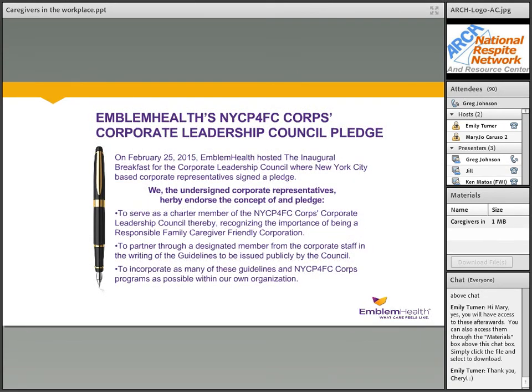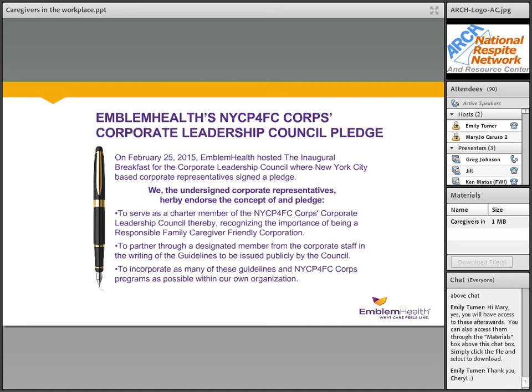So we invited people to come and to sign a pledge. On February 25th, we hosted the corporate leadership, and here, big sign, people signed it. We, the undersigned corporate representatives, hereby endorse the concept of and pledge, number 1, to serve as a charter member of the New York City Partnership for Family Caregiving Corporate Leadership Council, thereby recognizing the importance of being a responsible family caregiver-friendly corporation. Secondly, to partner through a designated member from the corporate staff in the writing of the guidelines to be issued publicly by the council.